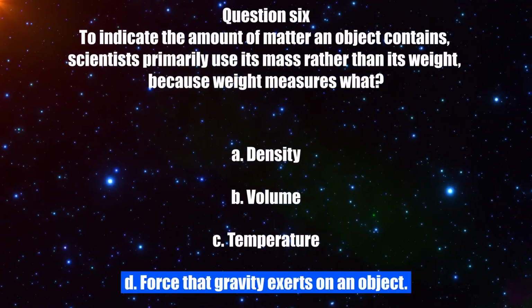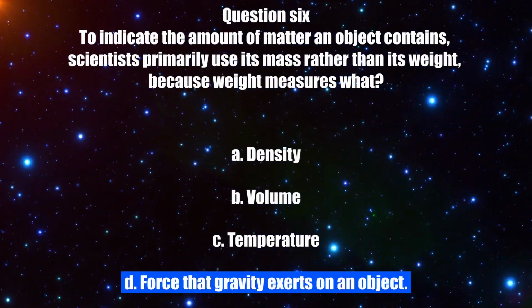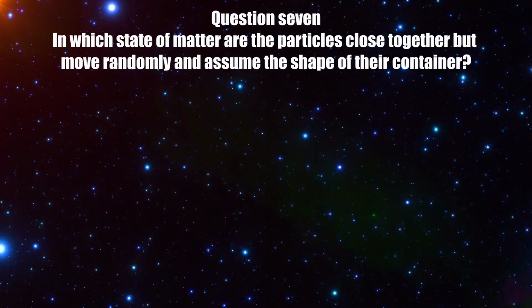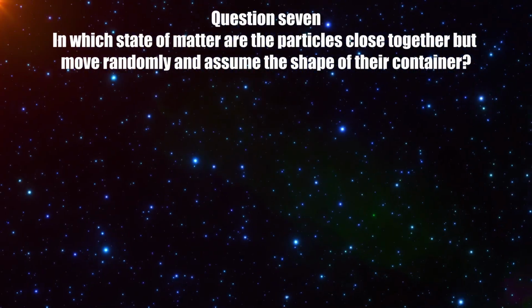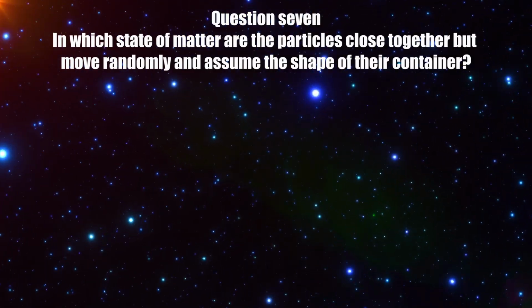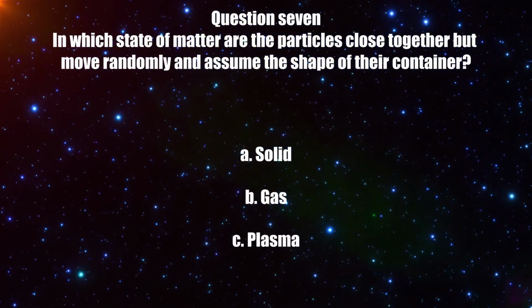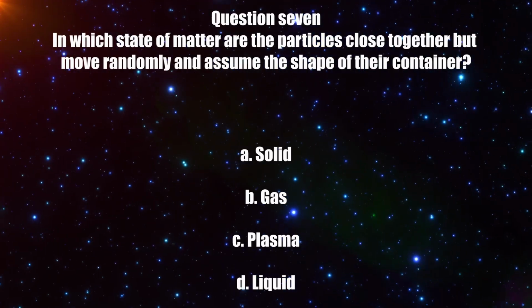The correct answer is D. Force that gravity exerts on an object. Question 7. In which state of matter are the particles close together but move randomly and assume the shape of their container? A. Solid. B. Gas. C. Plasma. D. Liquid.